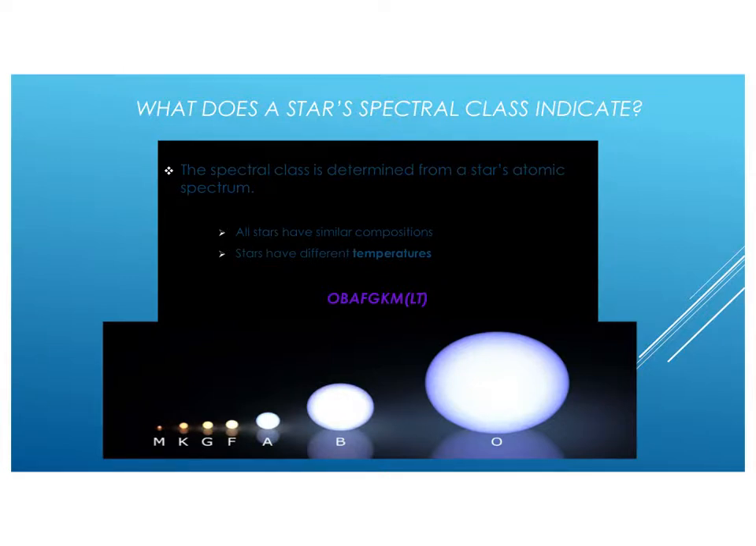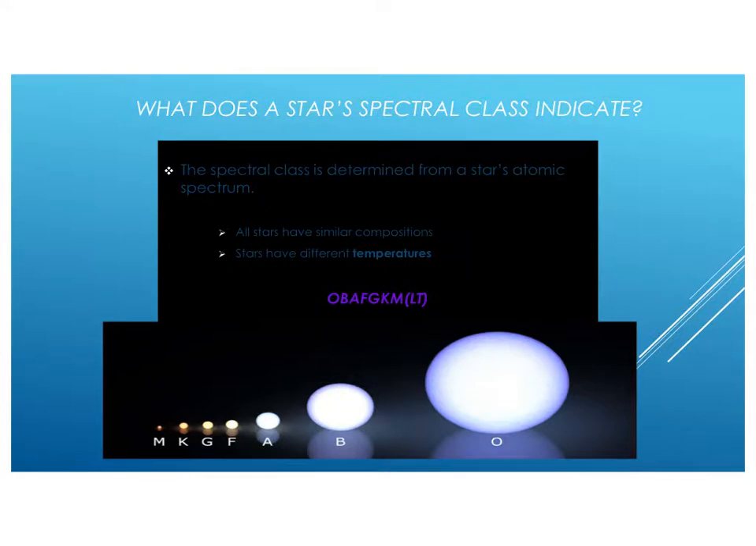So as we've already looked at, we see this correlation between color and temperature. And we indicate that in terms of stars with spectral class. So the spectral classes that we have discussed are O, B, A, F, G, K, M, and we're not going to look at L and T, which are dwarf stars. But these are determined from the atomic spectra, which is also indicative of temperature.